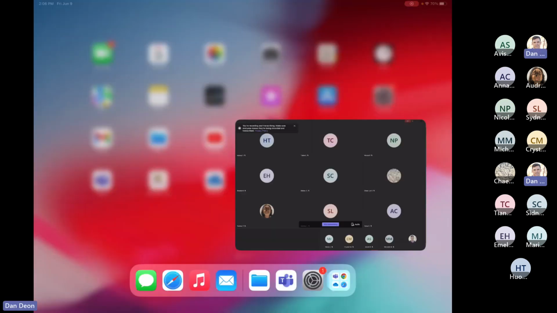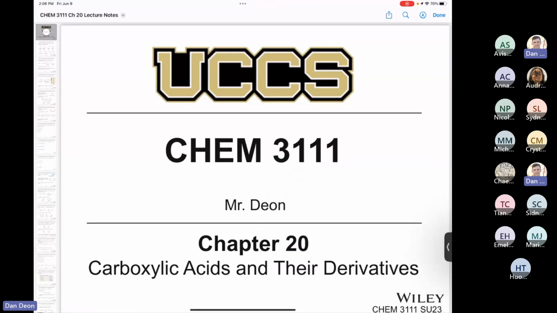Okay, everybody, this is it. Chapter 20, carboxylic acids and their derivatives. What it means by carboxylic acids and their derivatives is that we're going to discuss carboxylic acids, esters, nitriles, acid chlorides, acid anhydrides. So there's a few different functional groups that show up in this chapter. And we're going to start by looking at carboxylic acids.